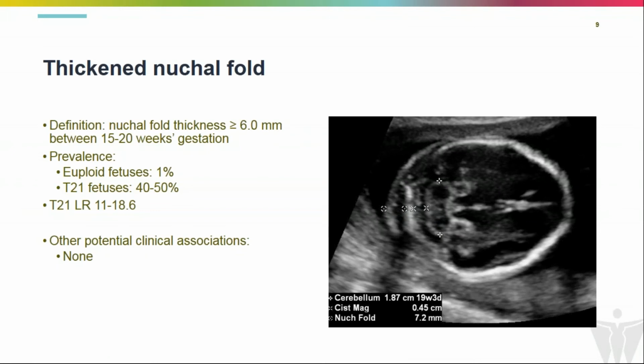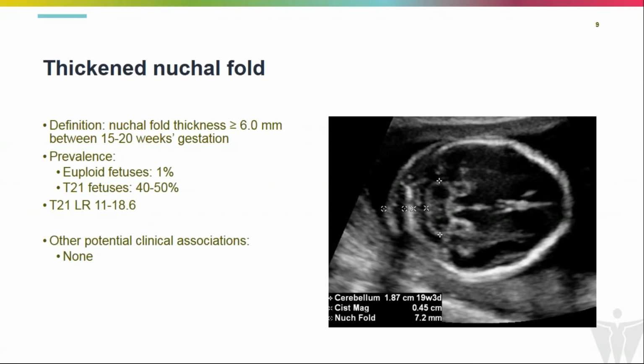It's reported to be seen in about 1% of euploid fetuses, perhaps less, but a much stronger prevalence within fetuses with Down syndrome, 40 to 50% prevalence, and a much higher likelihood ratio between 11 and 18.6. Really beyond the aneuploidy association, the nuchal fold doesn't have any additional significant associations.